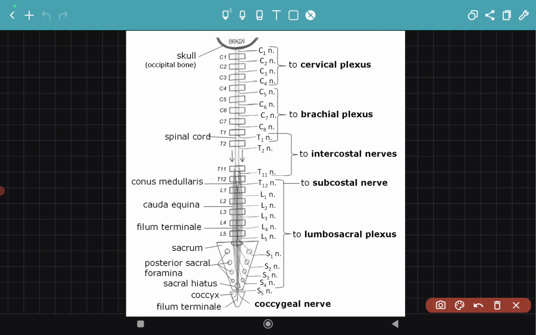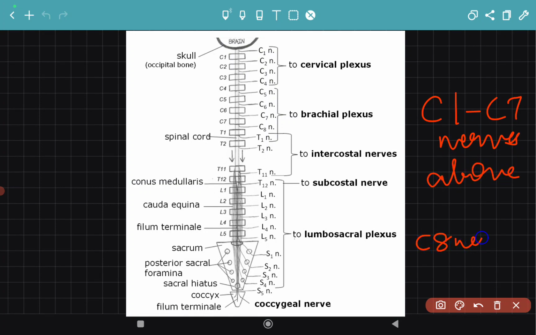And one thing, from C1 to C7 the nerves will exit above the corresponding vertebrae, but from the C8 nerve downward in the spinal cord, those nerve roots will exit below the vertebrae. So this difference we need to lock in our mind.